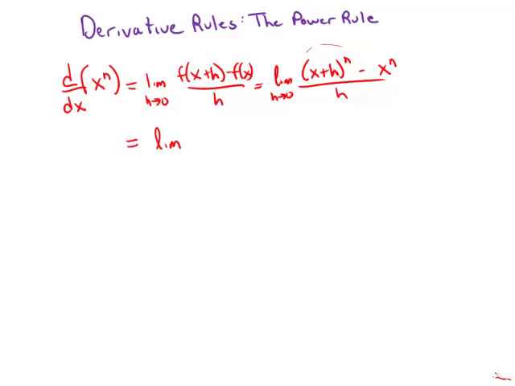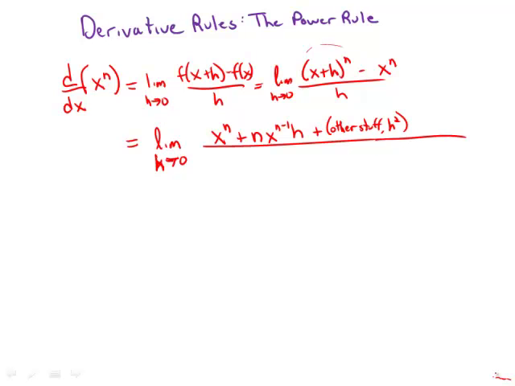And so what that's going to be is the limit as h goes to 0 of x to the n plus n x to the n minus 1 times h plus, and I'm just going to say other stuff that has powers of h squared or higher. I don't have to worry about all of those, as we'll see. And of course, we're subtracting the lone x to the n. So the first term and the last term cancel. Now, every other term has an h in it, so we cancel all those h's.